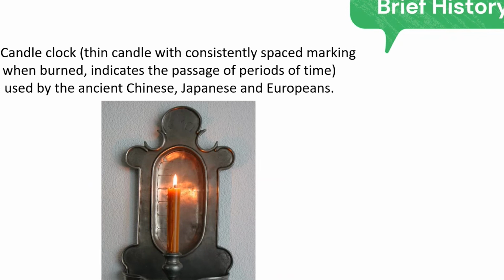Candle clocks were used by the ancient Japanese, Chinese, and Europeans. So, ito yung tin candle with consistently spaced markings that, when burned, indicates the passage of periods of time. So, dito naman sa candle clock, merong lines na depicting yung time sa likod, yung mismong pinagtatayuan ng kandila. So, it means habang nagme-melt yung kandila, makikita sa height niya kung anong oras na nga ba nung araw.